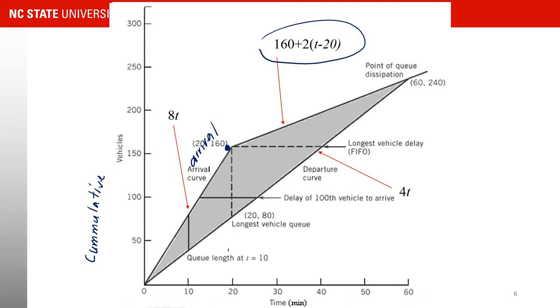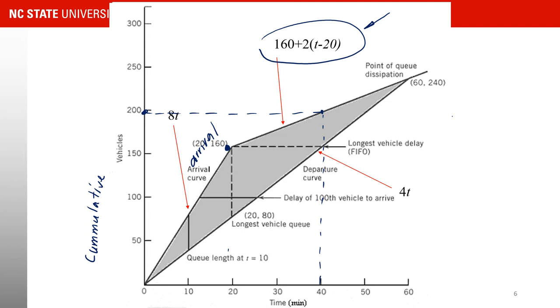Well, one way is to plug 40 into this equation. The reason that we plug it into this equation is that 40 is greater than 20. But how do you find that graphically? You start from 40, you go all the way up until you hit the departure curve. Then you go horizontally until you hit the number of vehicles that have arrived. So if you do that, you would find out that you're going to have 200 vehicles that have arrived by that time.